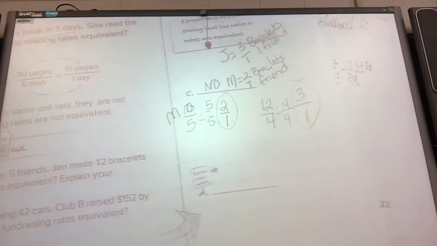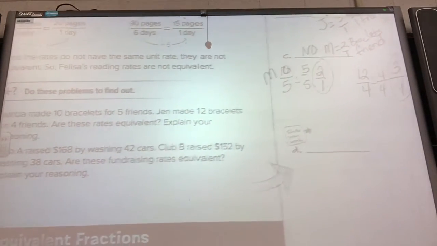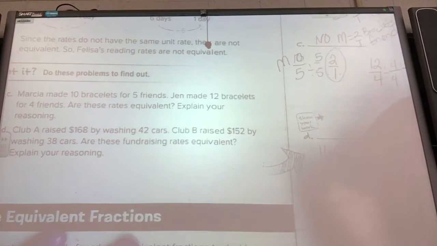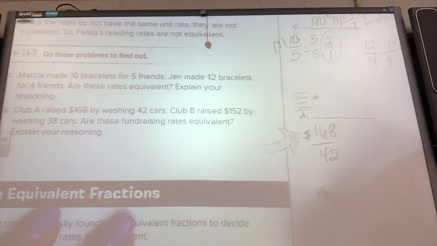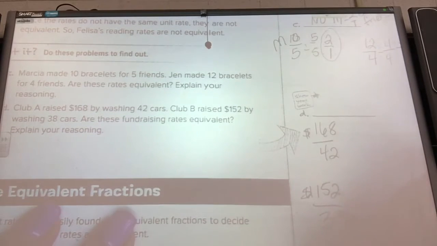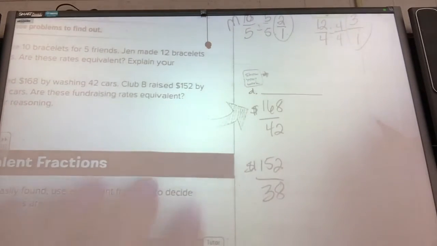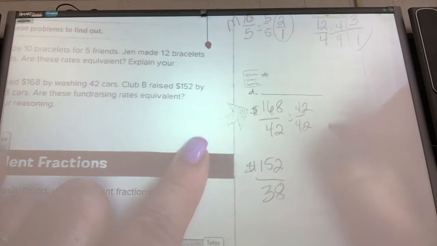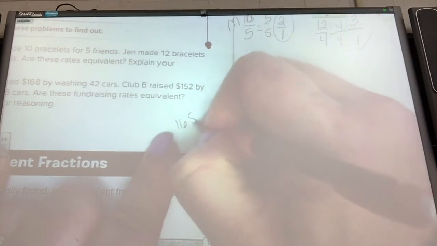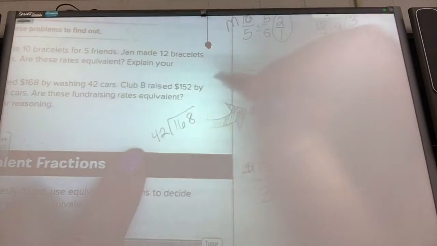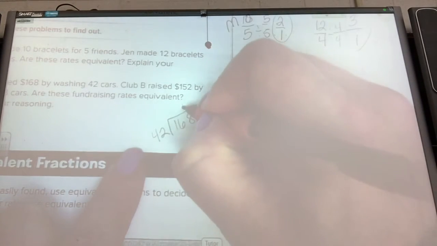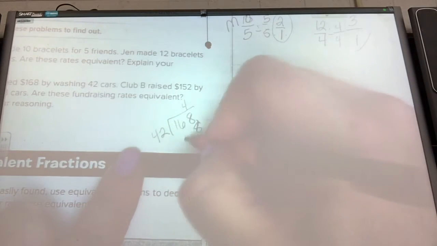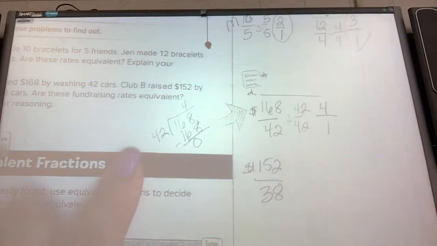All right, the next one said Club A raised, let me go back over here. Club A raised $168 by washing 42 cars, 168 over 42. Club B had $152 for 38 cars. Are they equivalent? Now this is a little bit tougher. Let's see, because we have to figure out how many 42s go into 168. I'm going to guess 4, only because I know that 4 times 2 is 8. 4 times 4 is 16, and that worked out. So this one is 4 over 1.